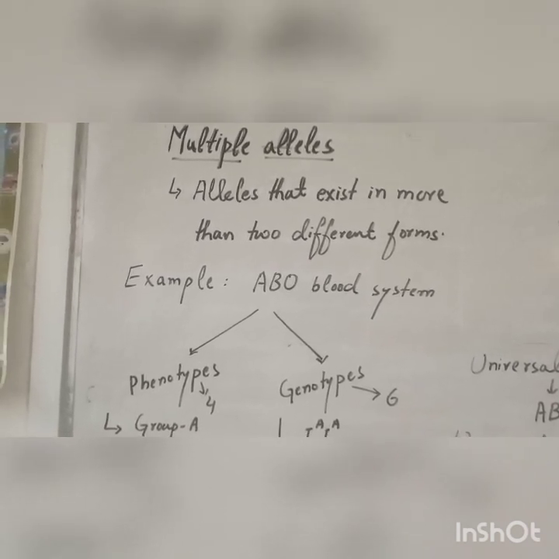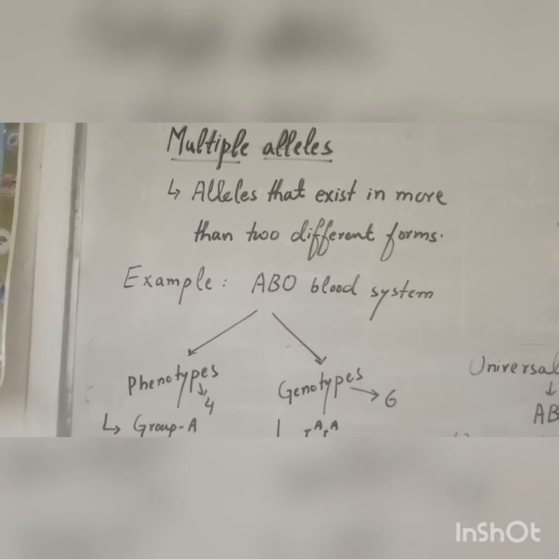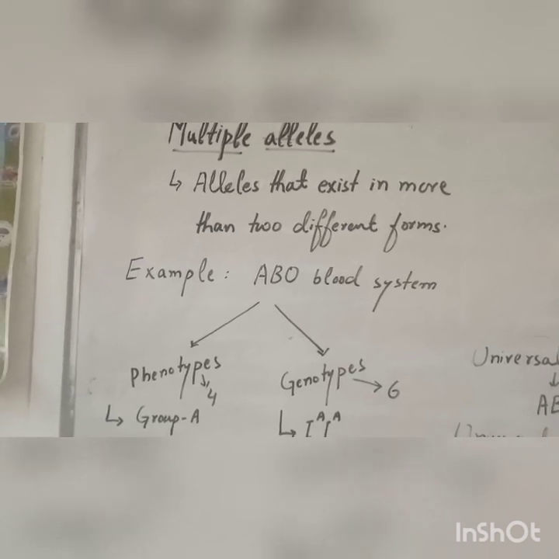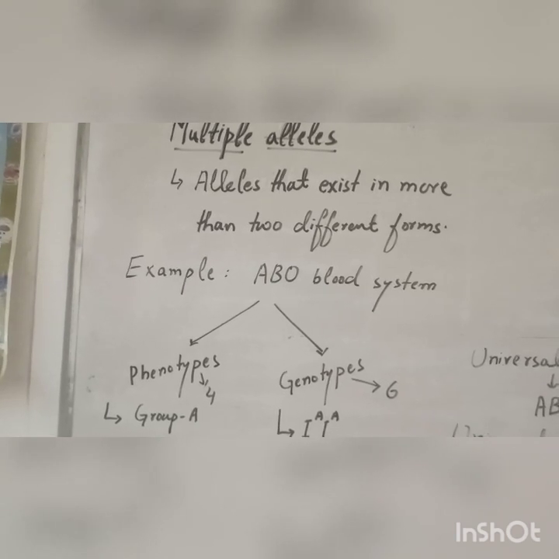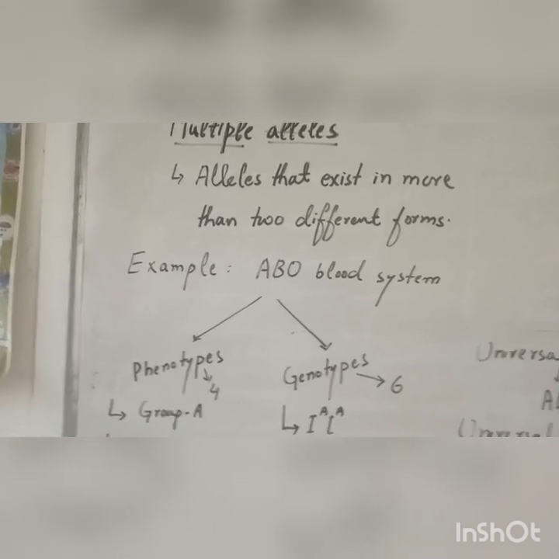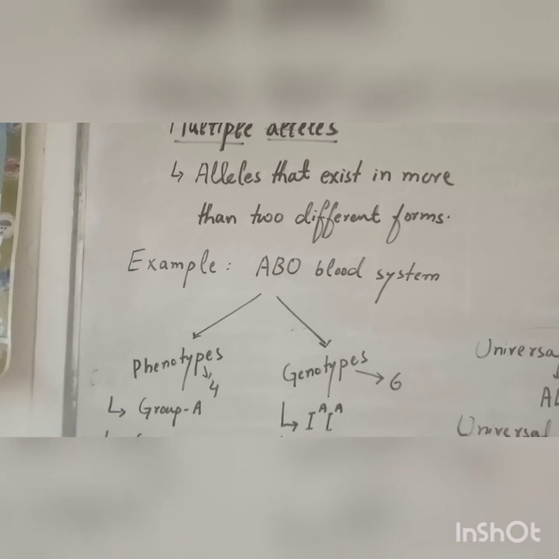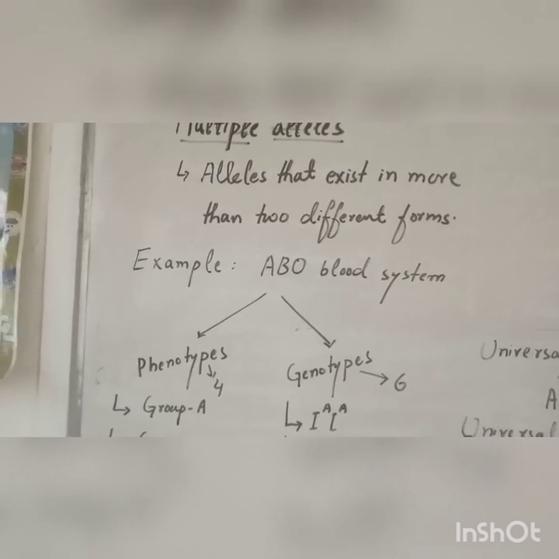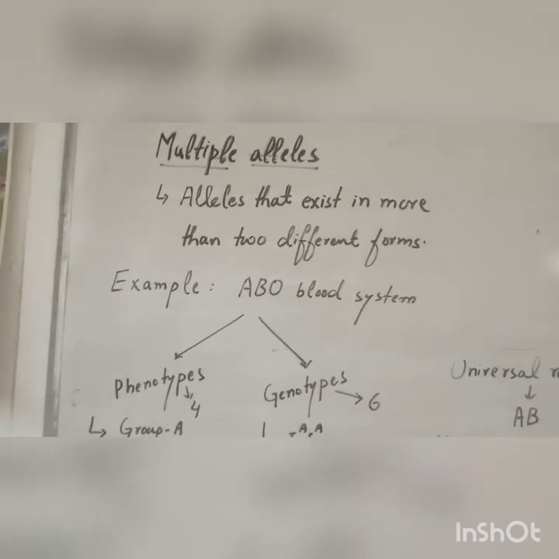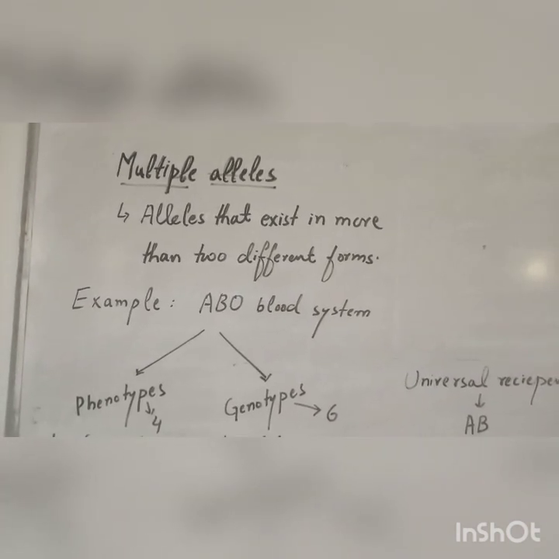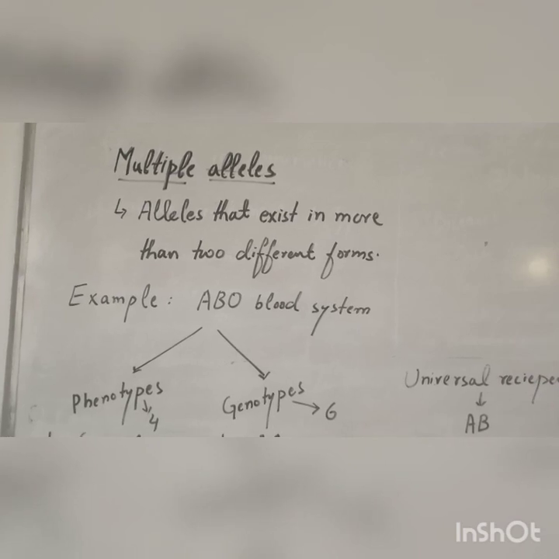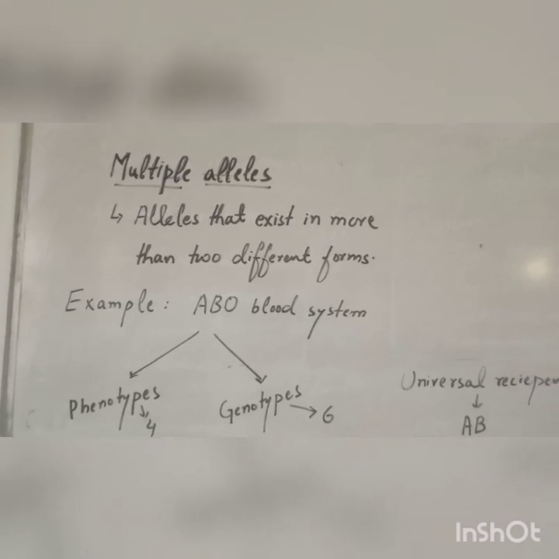With multiple alleles, that means there is more than two phenotypes available depending on the dominant or recessive alleles that are available in the trait and the dominance pattern the individual alleles follow when combined together. In simple words, alleles that exist in more than two different forms are known as multiple alleles.